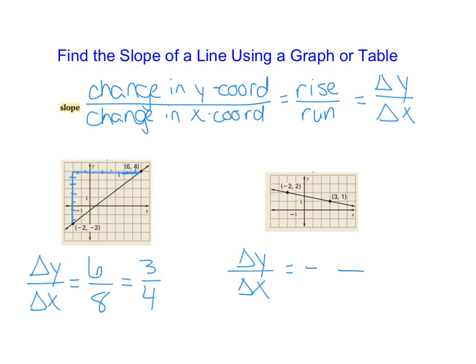Do your fraction bar. We're going to draw in our right triangle, so we want to use grid lines. And we want to count the change in y, that's up and down, that's 1, over the change in x. So we want to count the horizontal movement, 1, 2, 3, 4, 5. So the slope of this line is negative 1/5. The change in y over the change in x is negative 1/5.